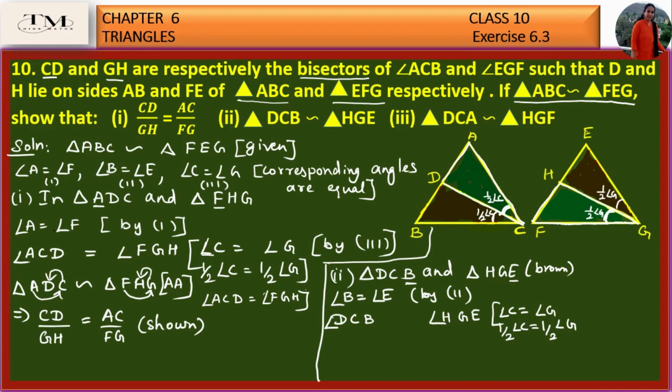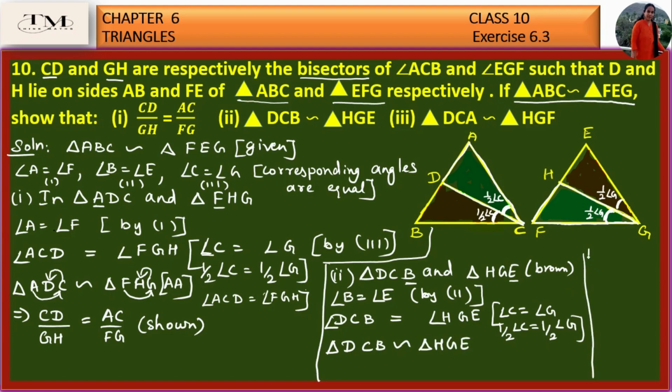If you check here in the brown triangle, half of angle C is angle DCB. Half of angle G in the brown triangle is angle HGE. So we proved that half of angle C is equal to half of angle G. Then we have angle DCB is equal to angle HGE. So we proved two corresponding angles are equal. Then we have triangle DCB similar to triangle HGE. Okay, so we proved the second part.